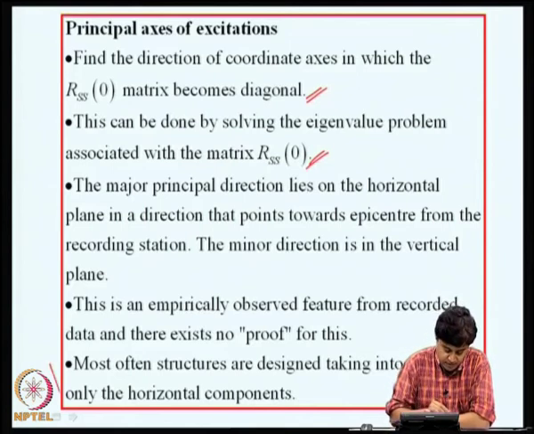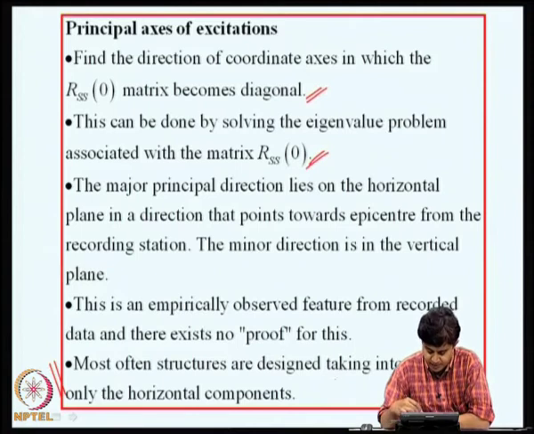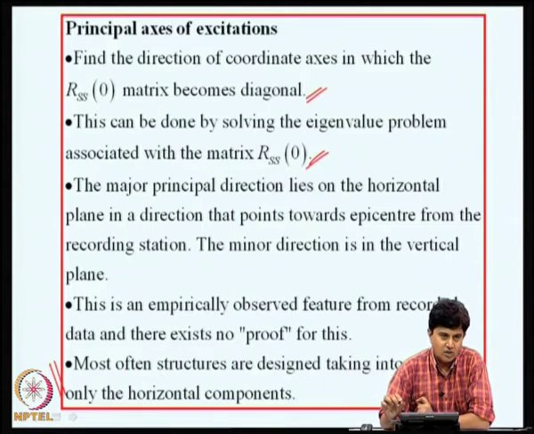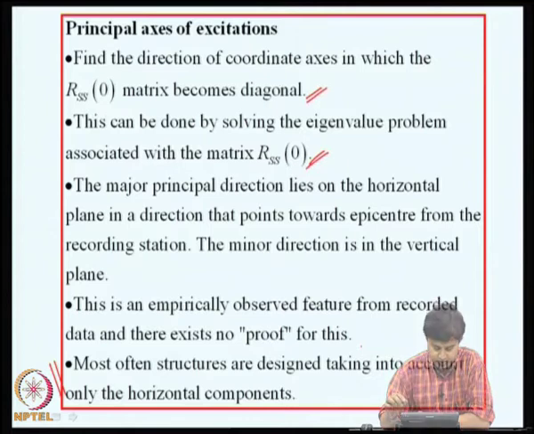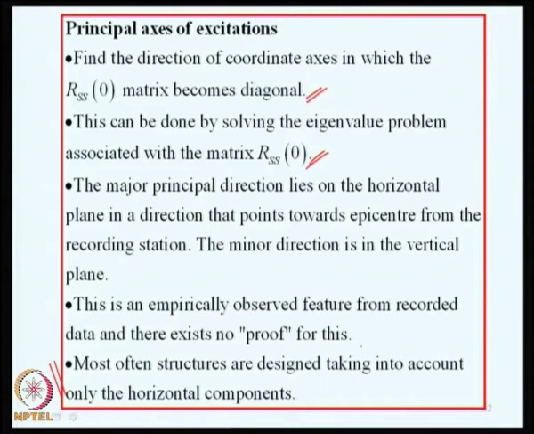Now, we must bear in mind that in most of the design problems the structures are often designed only for the horizontal component. Now, this seems to be justified because the principal axis is in the horizontal plane, and if we consider only the horizontal components in design, it seems a reasonable assumption, although in reality there will invariably be a vertical component also present.